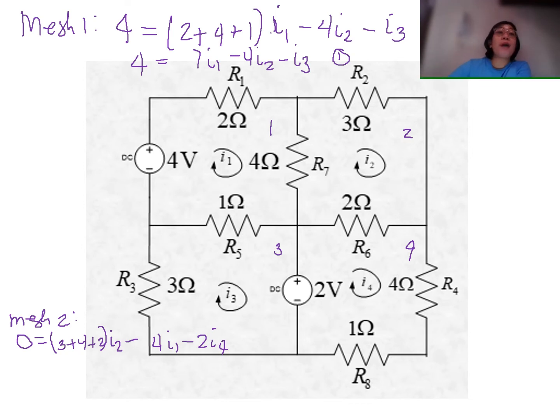Okay? So simplifying this further, we have 0 is equal to negative 4 I1 plus 3 plus 4, 7 plus 2, you have 9 I2 minus 2 I4. So let us call that equation number 2. Okay? So how about equation number 3? So let us go to mesh number 3. So where is mesh number 3?